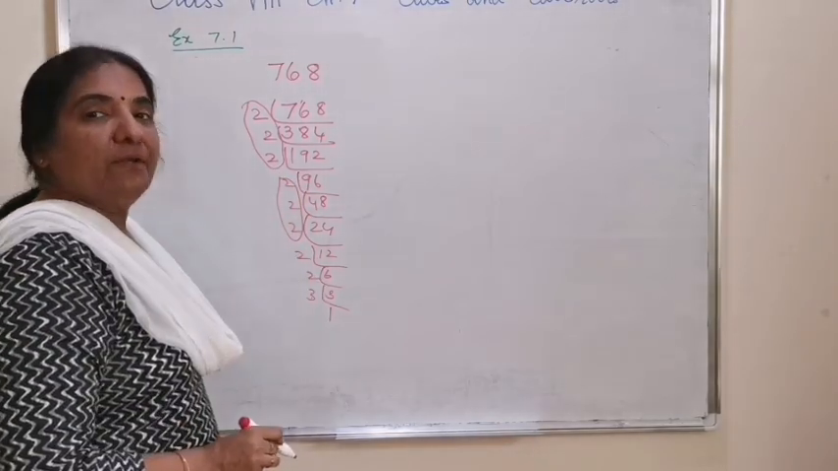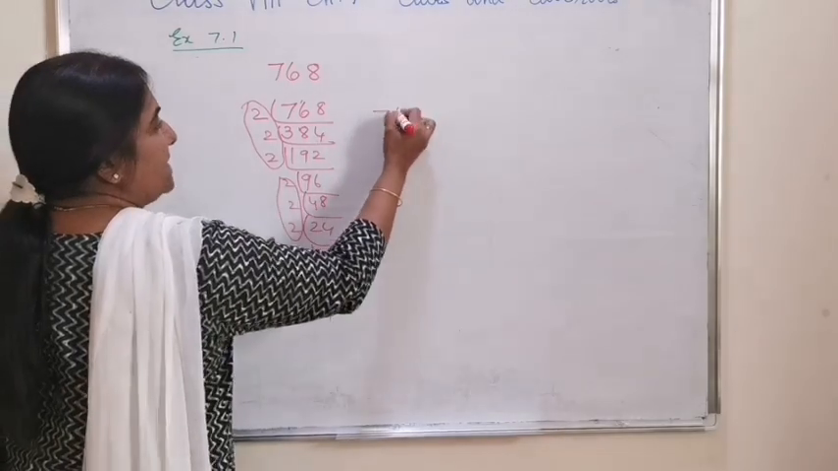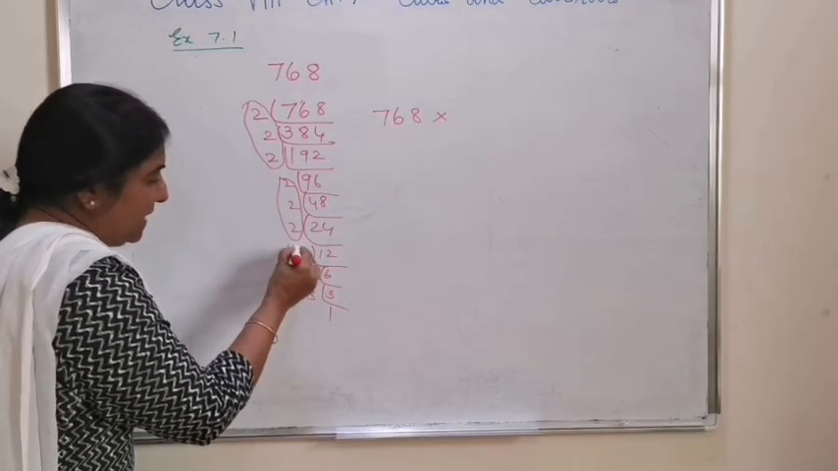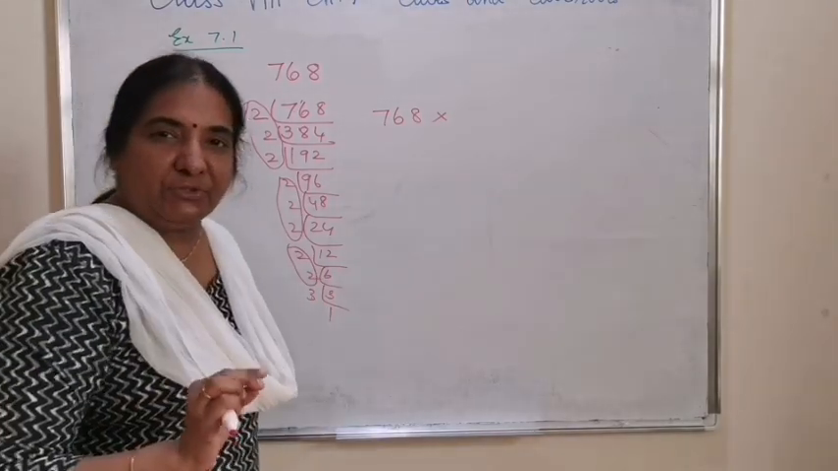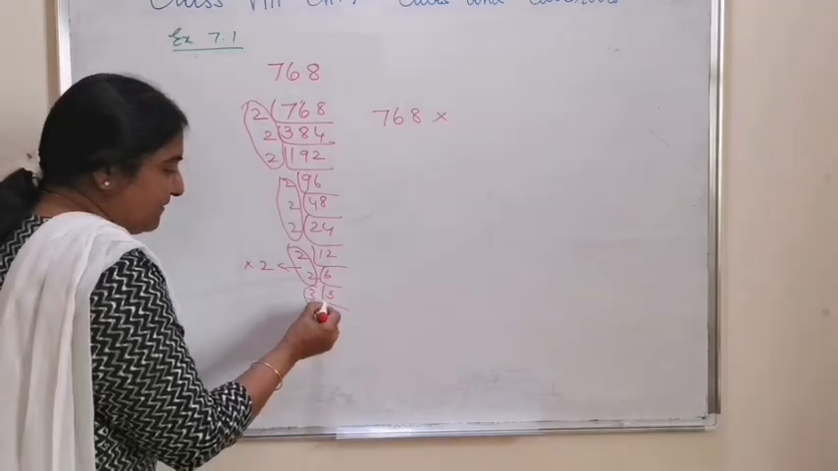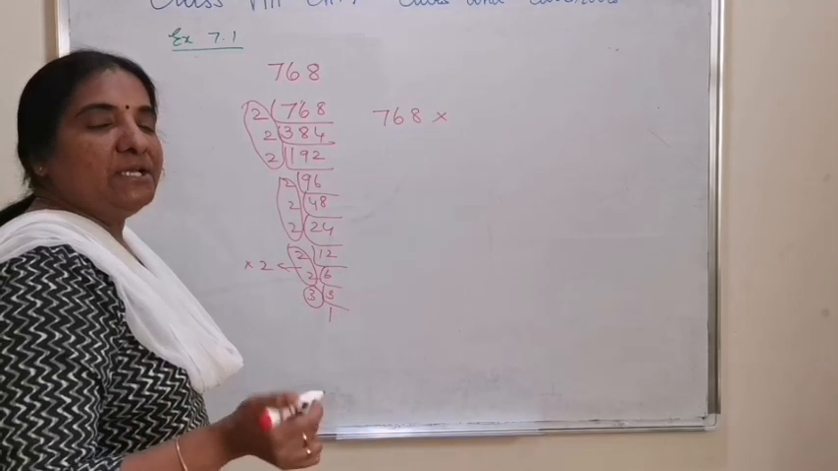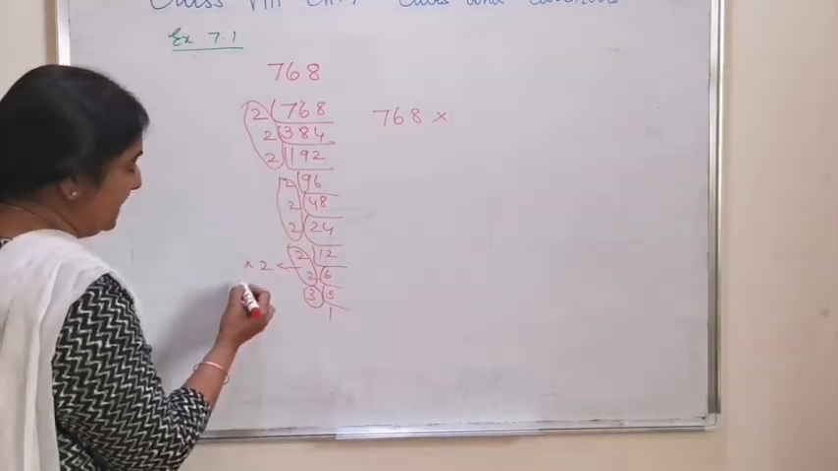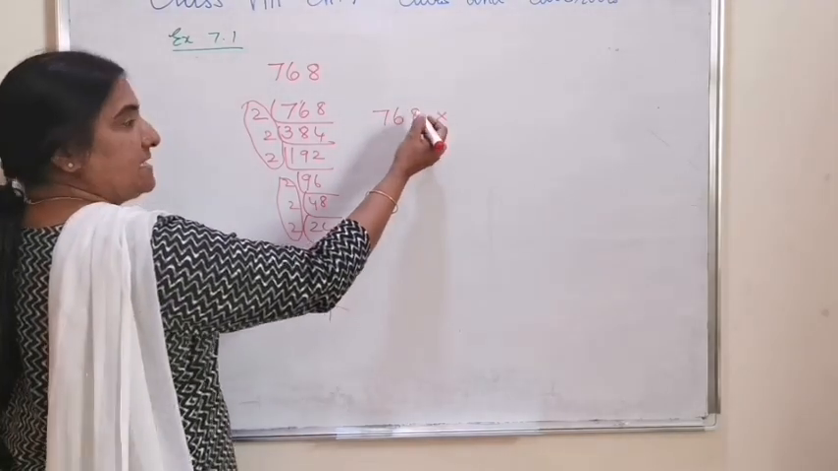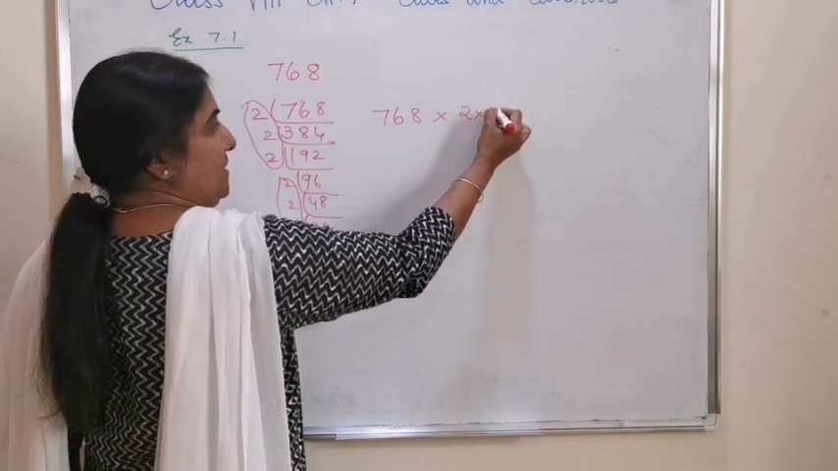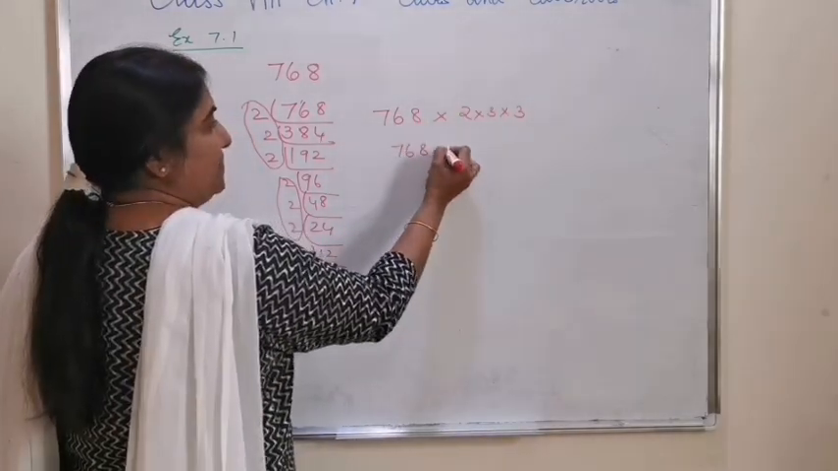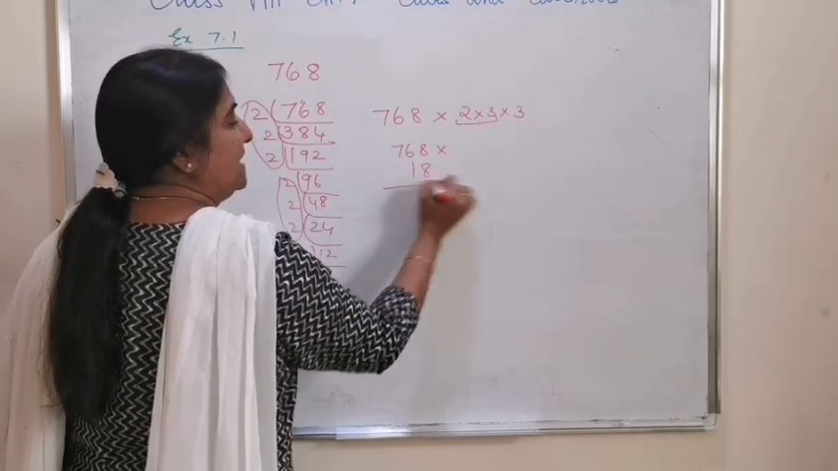2 into 3. What is the possibility here? 768 should be multiplied by, there are only 2 factors for 2, one more is needed, and the prime factor 3 has occurred only once. To make it into a cube number, it should be 3 into 3, which shows that 768 should be multiplied by 2 into 3 into 3. That is, 768 should be multiplied by 18.